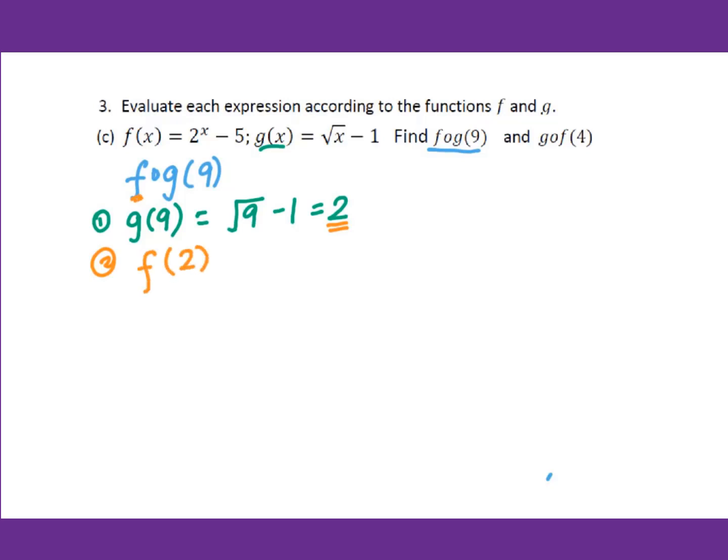Your second step, get this value and plug it into the f function. So f of 2. Plug 2 into this f function. We get 2 to the second power minus 5. That equals negative 1.